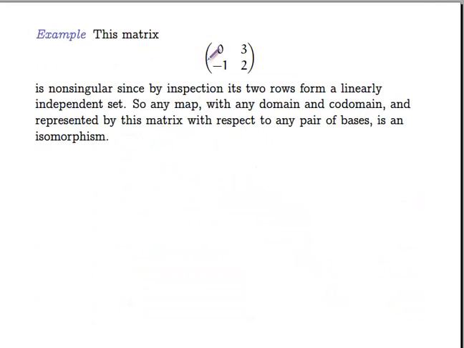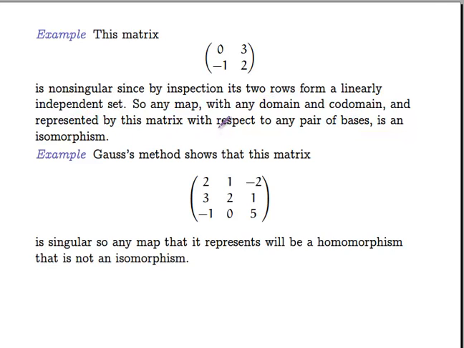Okay, an example. This matrix is non-singular. By inspection, its two rows form linearly independent sets, so we can see that it's non-singular. So any map with any domain and any codomain with any possible pair of bases that's represented by this matrix will be an isomorphism. Okay. All right. Now Gauss's method can show that this map is singular. You'll show that these three rows are not linearly independent. So any map that it represents will be a homomorphism that's not an isomorphism. And that's the end.